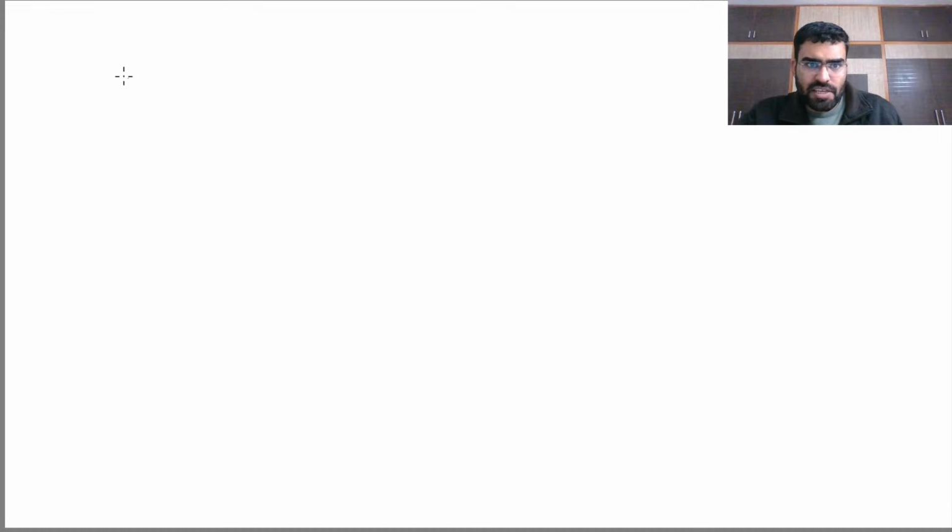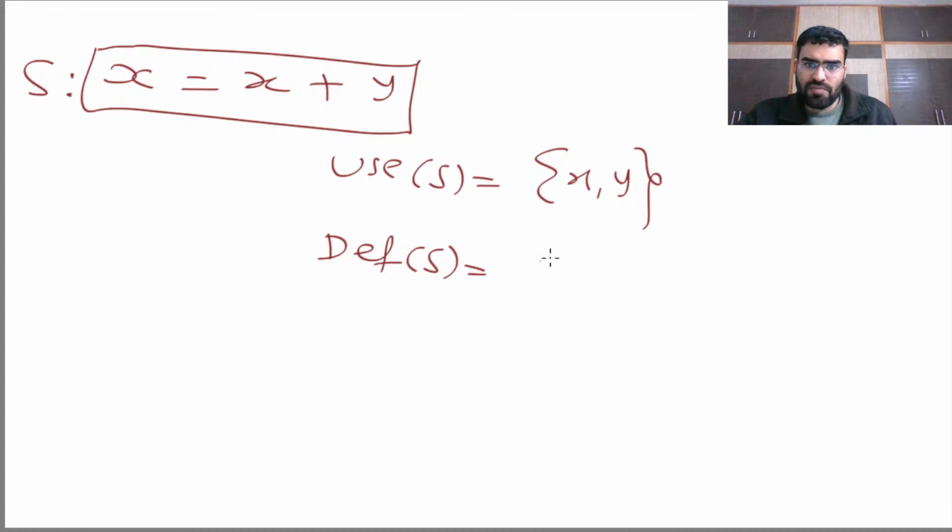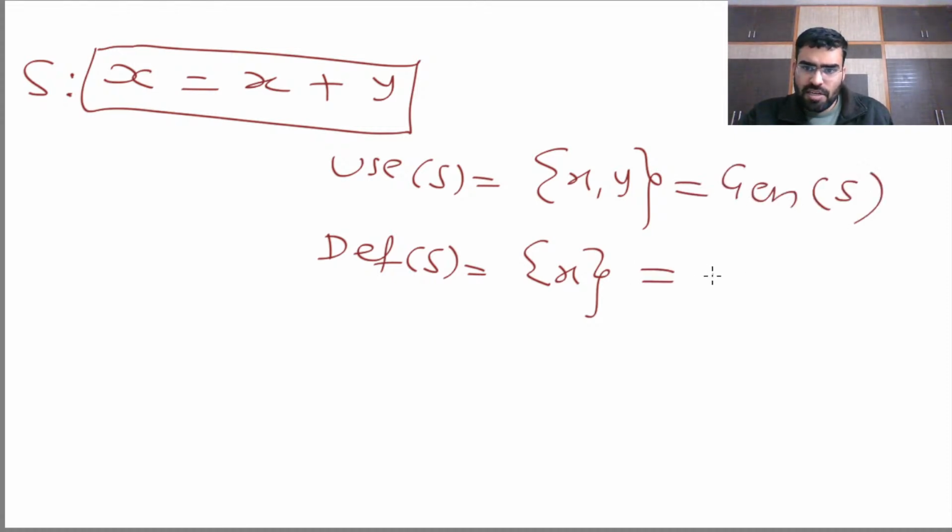Now similarly, if I give you this statement, x equal to x plus y, this is your statement s. Then we use x comma y, and again we define x. So you can notice use comma define, this is also called gen of s, and another name for this is kill of s. Basically, which variables is this s generating and which variables is this s killing.